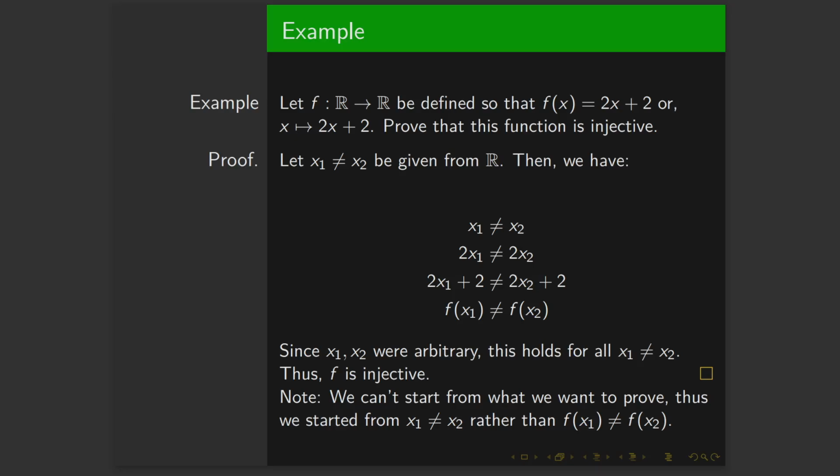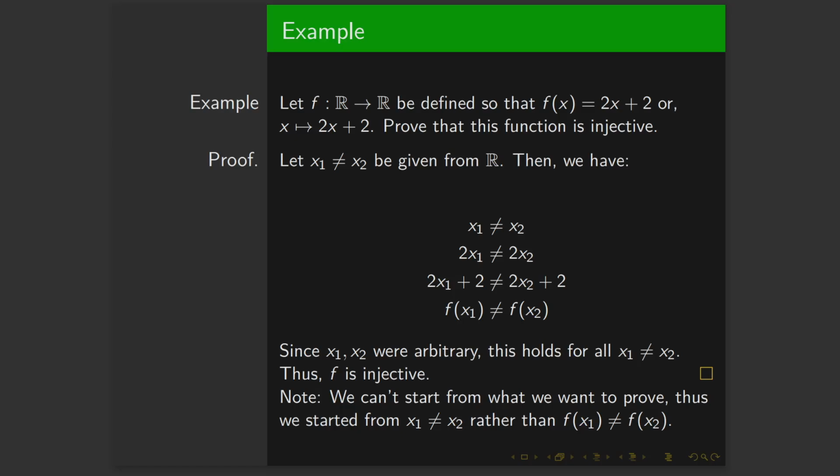Let's start. Let x1 not equal to x2 be given. Then, since x1 is not equal to x2, 2 times x1 is not equal to 2 times x2, and 2 times x1 plus 2 is not equal to 2 times x2 plus 2, so therefore the outputs are not equal. And since x1 and x2 are arbitrary, this will hold for every single pair where x1 is not equal to x2, so f is injective.